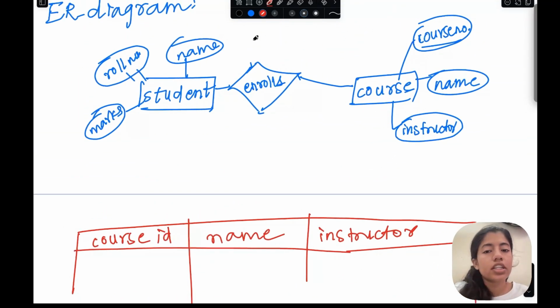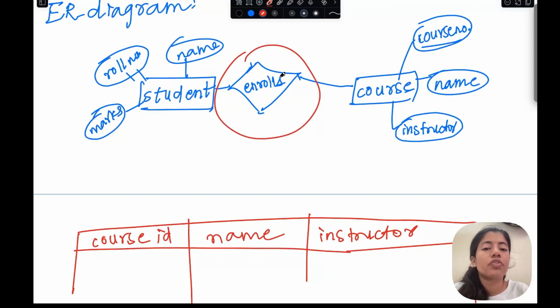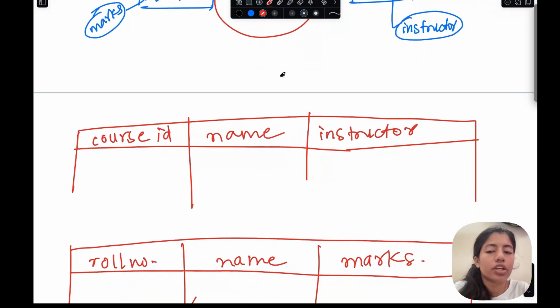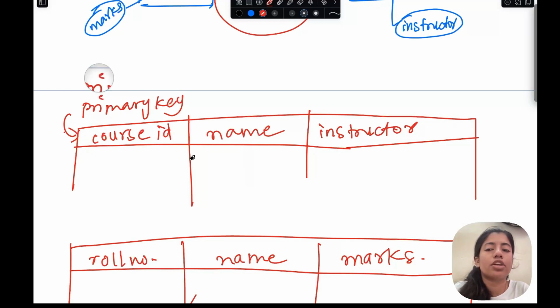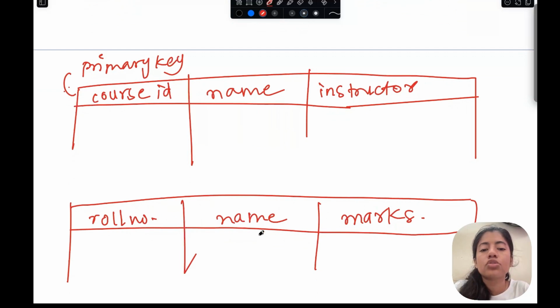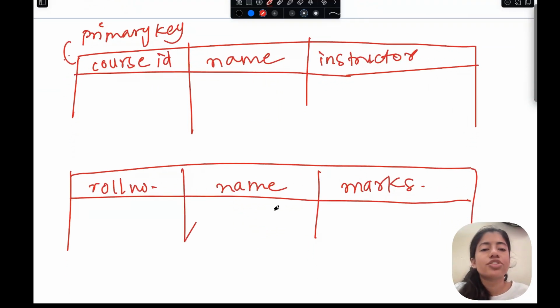Now to consider this particular relation, we have a concept of foreign key. Till now we discussed the primary key, which was unique and used to recognize each entity uniquely. Now, to have a relationship, we build a foreign key. For each particular student, we add one more column of course ID.